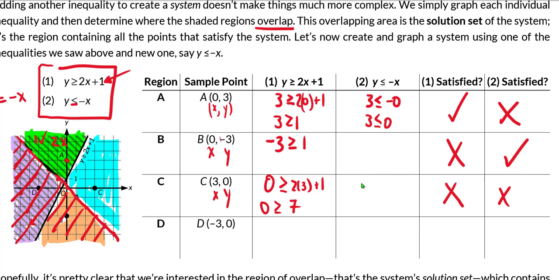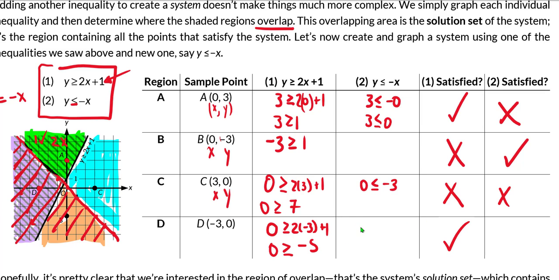We can see that very simply. This is going to be 0 is less than or equal to -3. 0 is not less than or equal to -3. And then finally, we get around to this westerly region, the purple region, the region that we already said is the overlapping region. And when we throw in -3, 0, we go 0 greater than or equal to 2 times -3 plus 1. That is 0 is greater than or equal to, this is -6 plus 1, which is -5. And indeed, that is true.